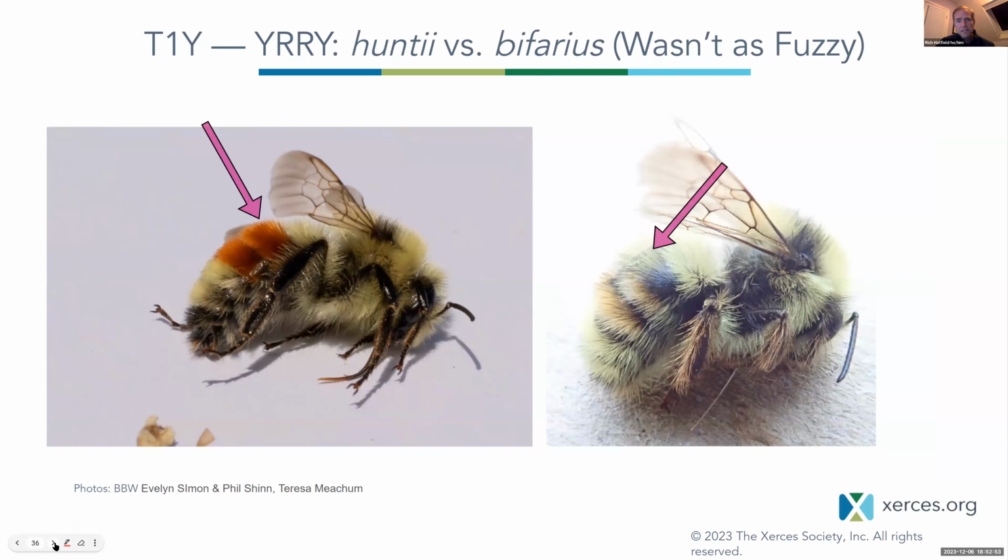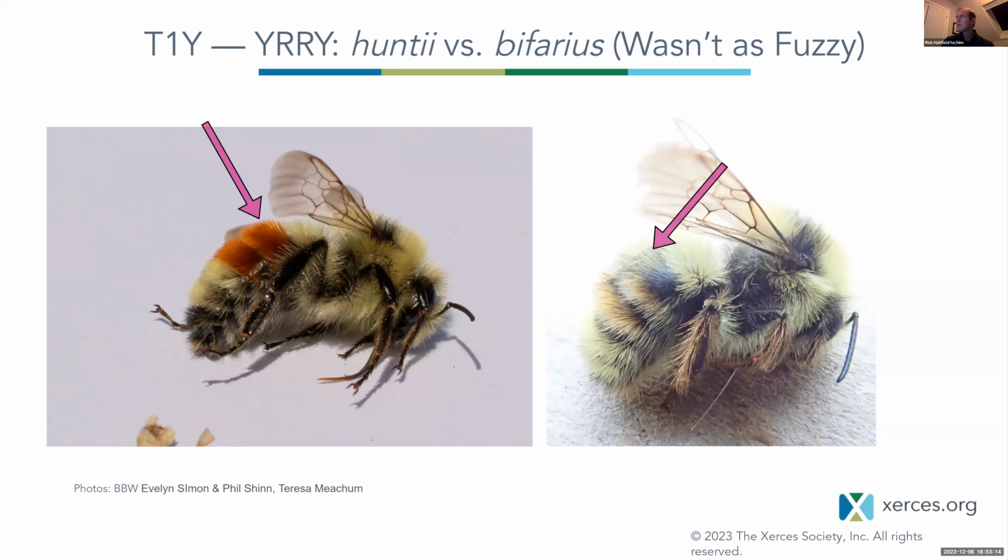These are the less fuzzy yellow, red, yellow T1 yellow bees. Bombus huntii, just like the females, the males are nice and uniform. They almost always look just like this: yellow, red, yellow. Their T5 is also yellow on huntii males.